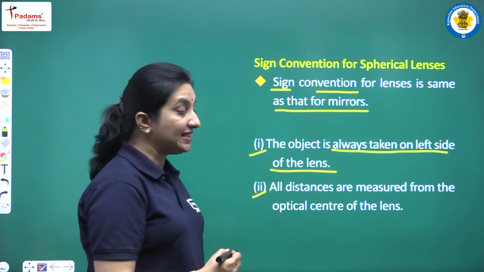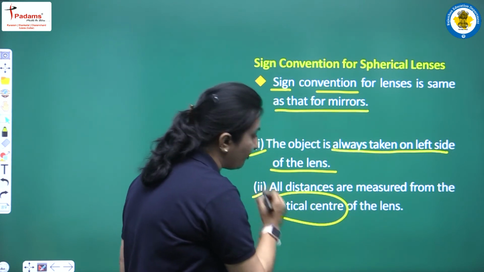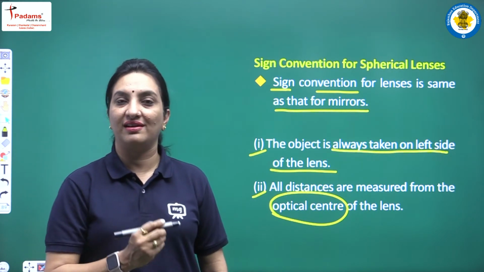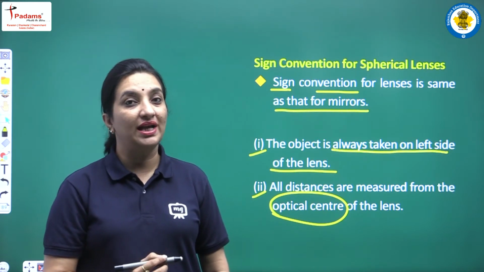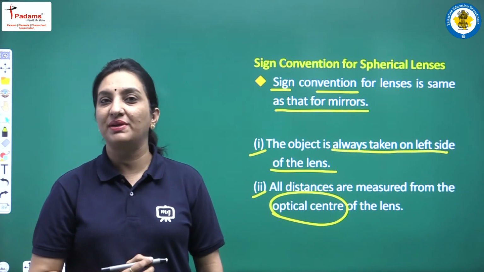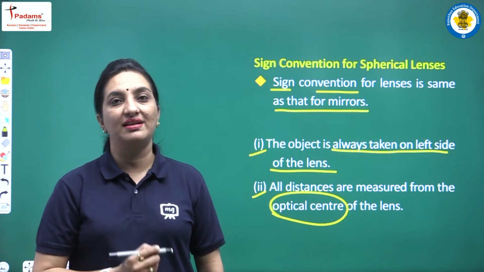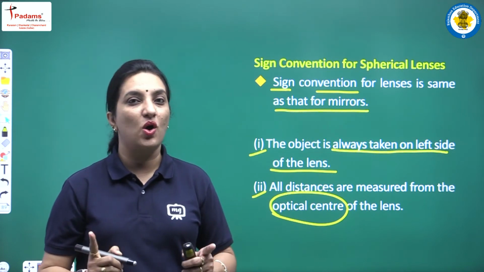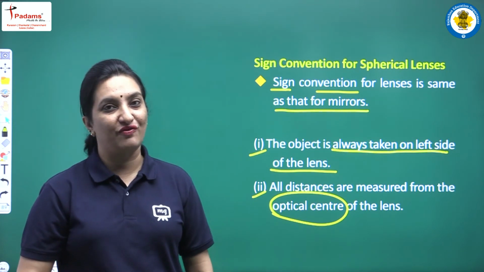Now the second sign convention says that all the distances are measured from the optical center of the lens. In the case of mirrors there was the pole, and we measured all distances from the pole. In the case of lenses there is no pole. Here we have the center of the lens, which lies on the principal axis, the optical center, and we will measure all distances from that center. We will measure all the distances from the optical center of the lens, for both types of lenses, concave and convex.